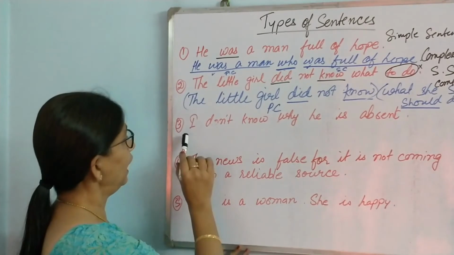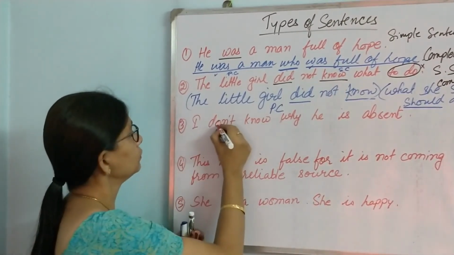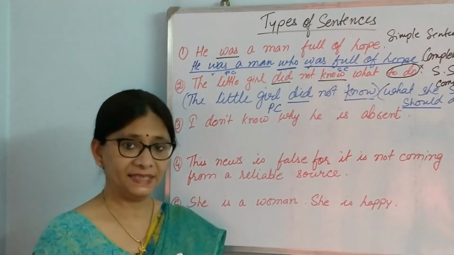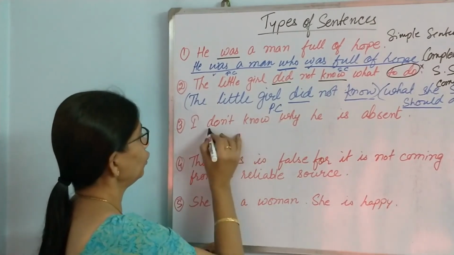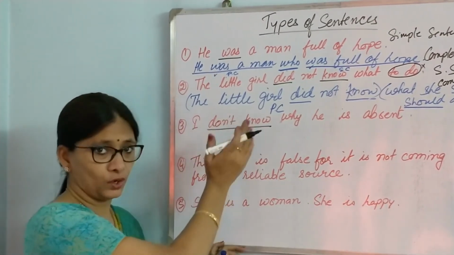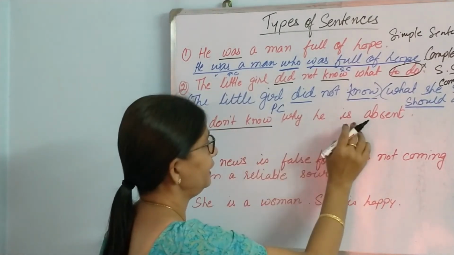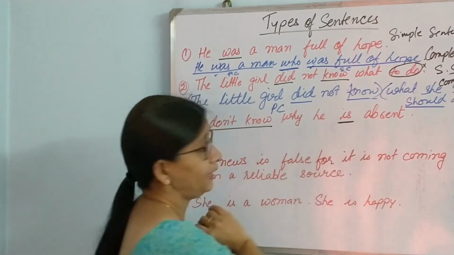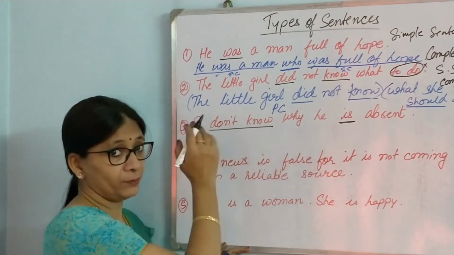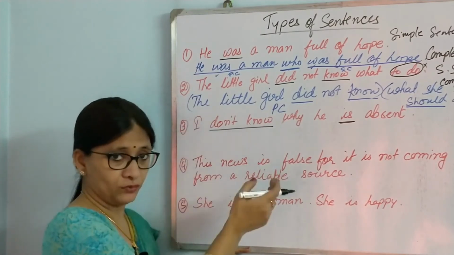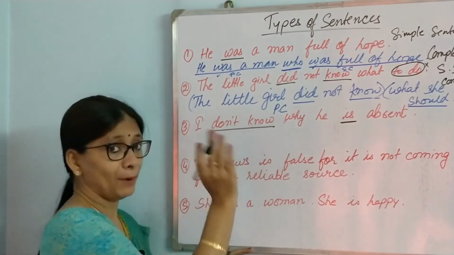Let us see another one. I don't know why he is absent. Let us see what kind of sentence this is. "Don't know": of course, "not" has to be avoided, but "don't know" is one verb. "Why he is absent" is another verb. So clearly this has got two verbs. So it will be either a compound sentence or a complex sentence. It cannot be a simple sentence because two verbs are there.